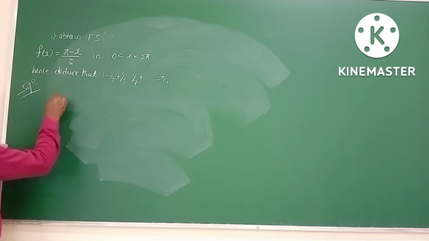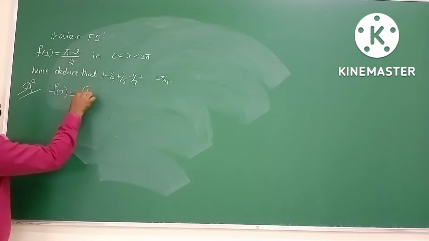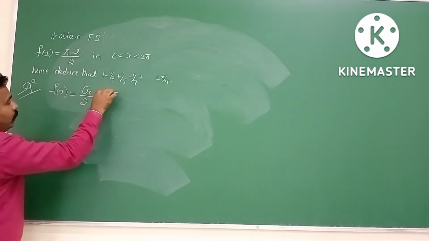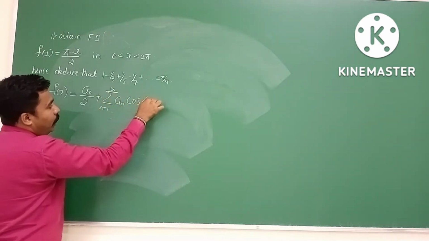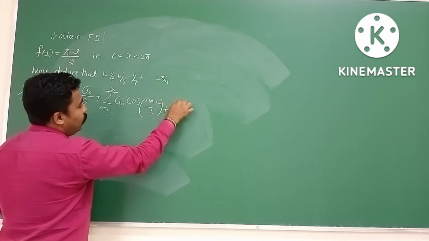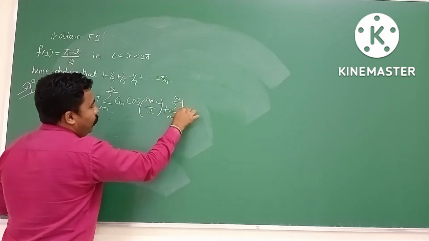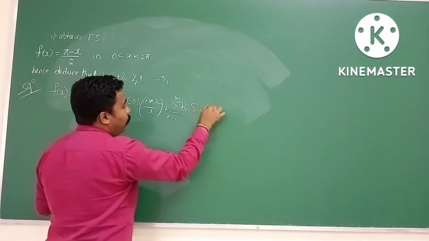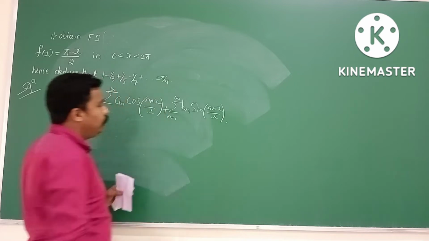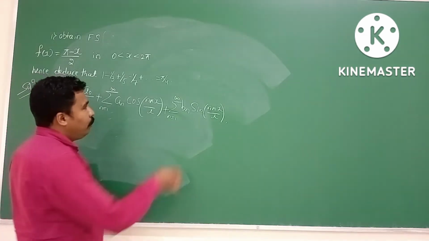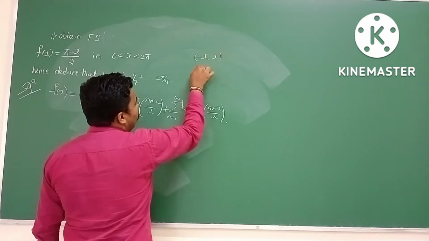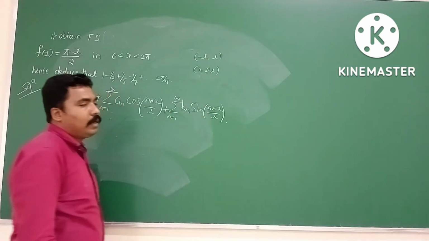So our standard form of the Fourier series is f of x equal to a0 by 2 plus summation n equal to 1 to infinity an cos(n pi x by L) plus summation n equal to 1 to infinity bn sin(n pi x by L). This is the standard form of the Fourier series with arbitrary period. Now there are two types of standard arbitrary period, that is minus L to plus L and 0 to 2L. These are the two standard forms.